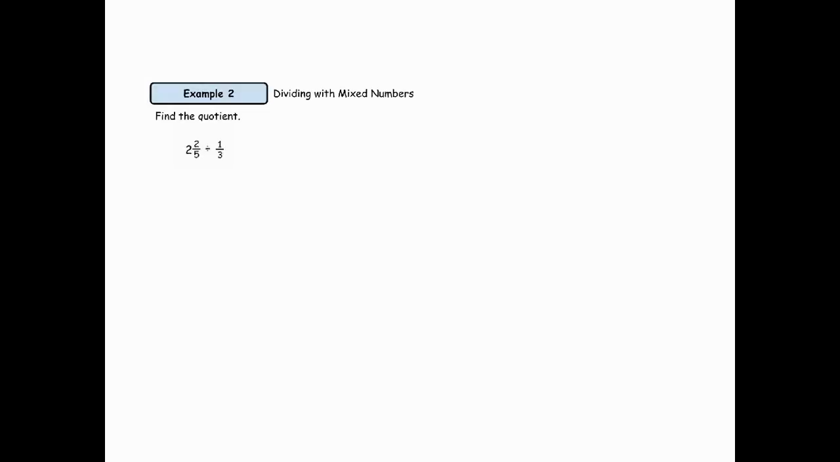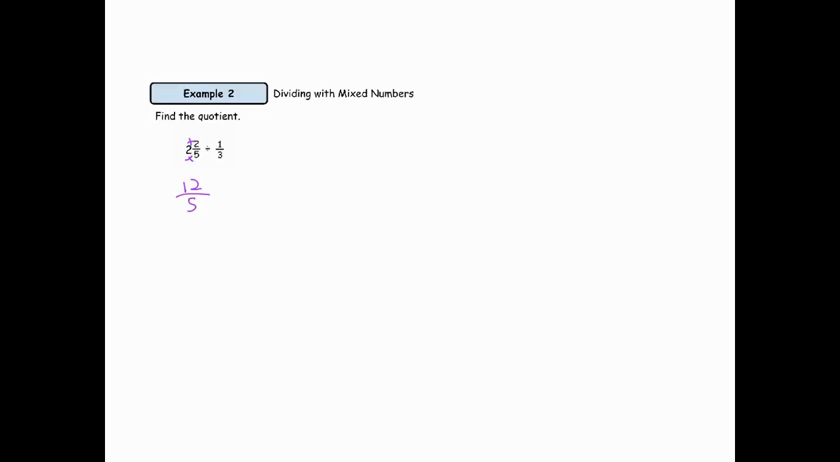Example 2, dividing with mixed numbers. And we have to find the quotient of 2 2/5 divided by 1/3. So when we're dividing and we have a mixed number, the first thing we want to do is change that to an improper fraction. So remember, what we have to do is multiply the 5 times 2 to get 10. And then we add the numerator, the 2, to get 12, over the same denominator 5.